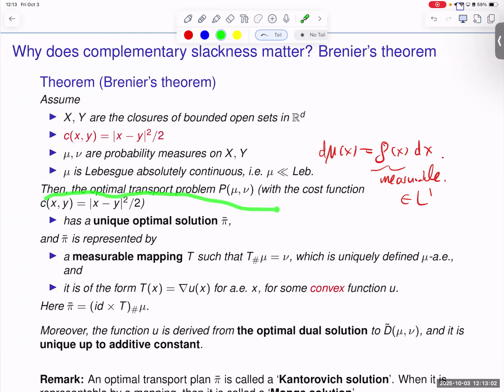And then the optimal transport problem with this particular cost function. We already know that optimal solutions exist; there exist optimal transport plans. But the point here is that such an optimal solution is unique. This is very non-trivial.